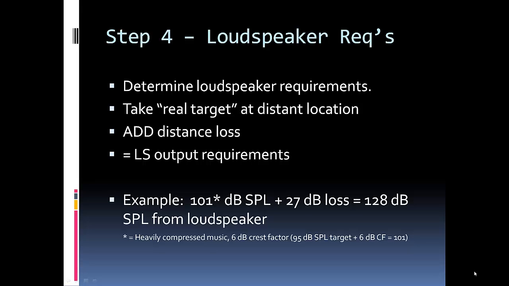So really we're talking about a total level of 128 dB SPL that the loudspeaker must produce in order to deliver our 95 dB SPL average signal level at 75 feet away. Because again, we get that from our heavily compressed music, which is a 6 dB crest factor. We have a 95 dB SPL target. We have to factor in the 6 dB crest factor, so that gives us that 101 dB SPL. But we're losing 27 dB due to distance at 75 feet away. So really it's producing 101 dB SPL, and we have to overcome 27 dB of loss due to distance. So our loudspeaker has to produce 128 dB SPL to give us what we need at 75 feet away.